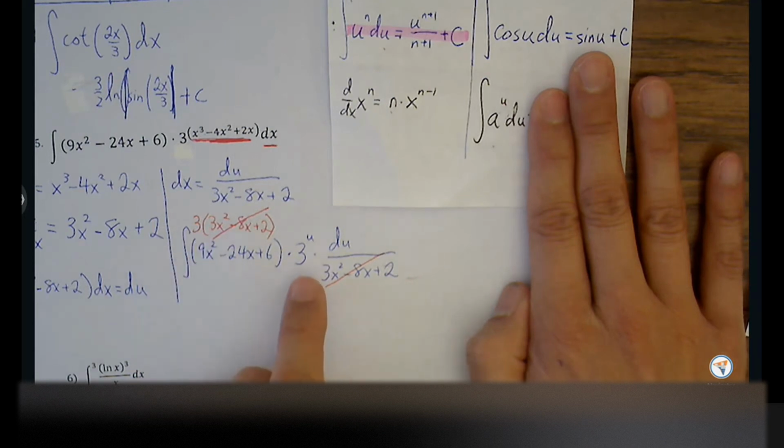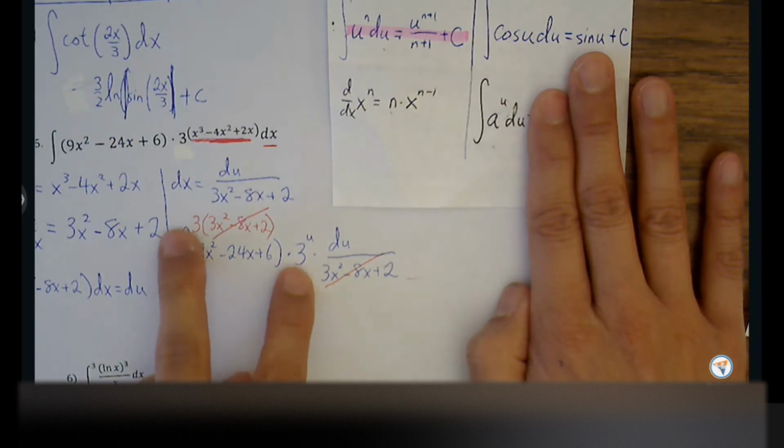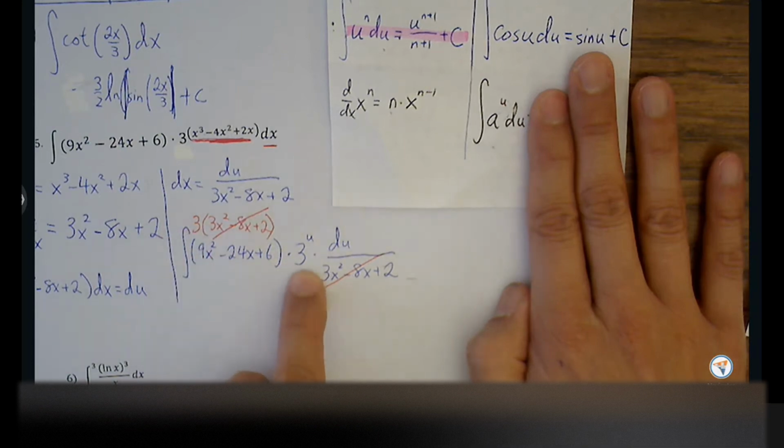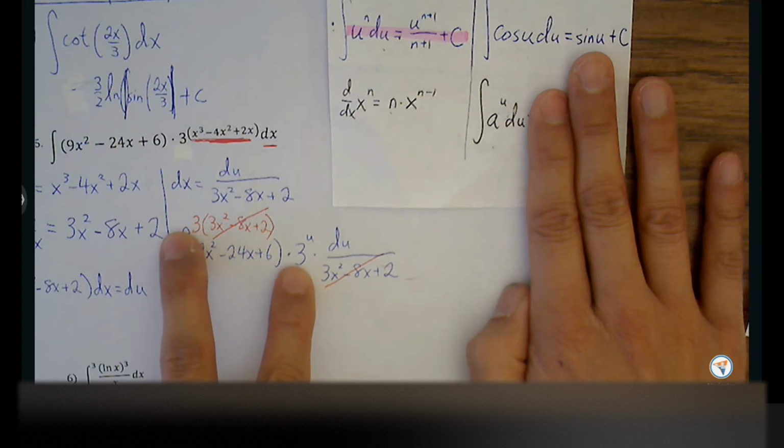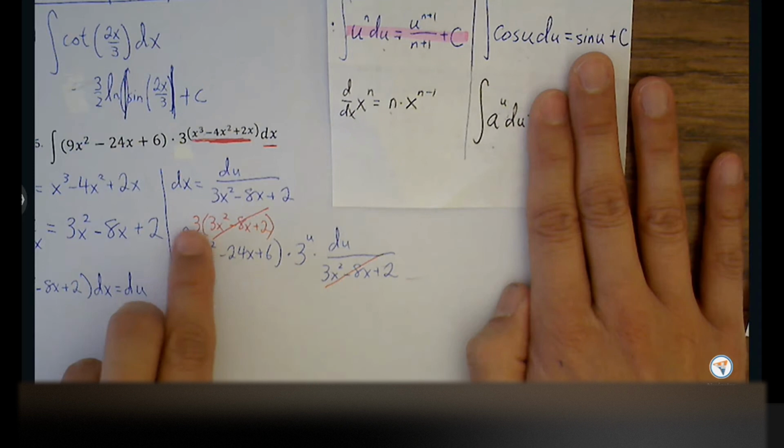Because it's in the denominator. No, everything's in the numerator. Everything's in the numerator, but the problem is that this 3 is not really a 3. This is a 3 to the u, so this is an exponential function. That is not free to multiply with that 3. So we just have to keep them separate. So we'll push this out in front of the integral.